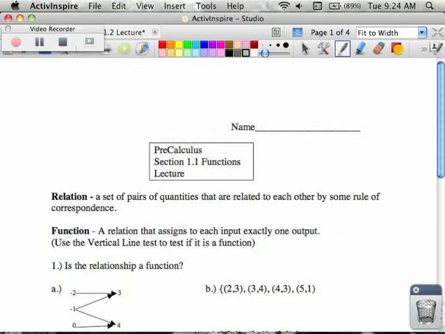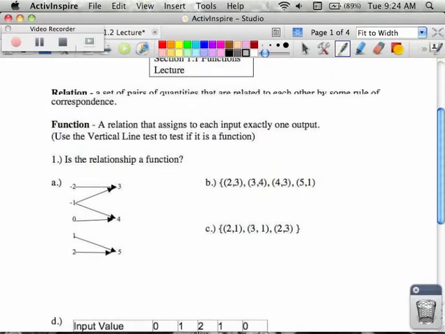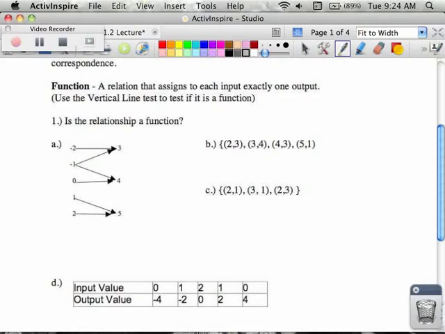So with functions, what you have to understand is a lot of teachers in the past might have talked about something called a function, but really it was a relation. And functions have very specific definitions. So if you want to have a function, you have to have some kind of relationship that has exactly one output for every input.